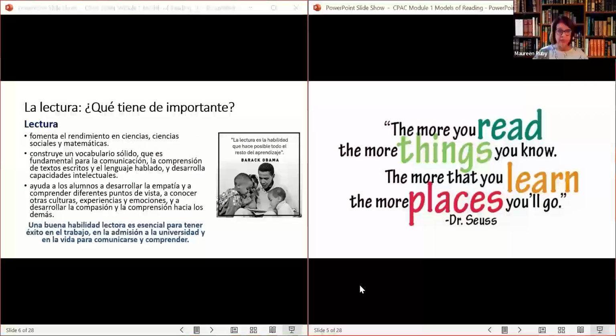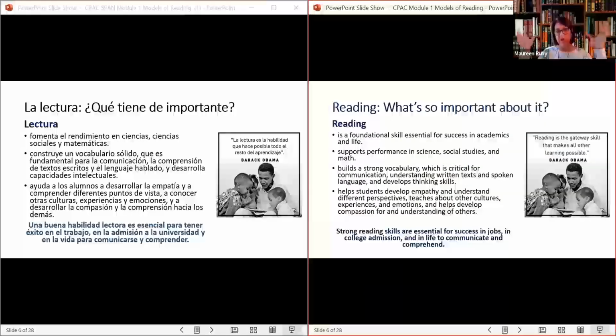Looking more deeply at what's behind his quote, what's so important about reading? Barack Obama, whom I probably stole from when I said that reading was a gateway, said that reading is the gateway skill that makes all other learning possible. It's very difficult to think about anything that you could want to study or learn about and remove reading from the equation for typically developing humans. So it's a foundational skill for success in both school and in our day-to-day living.